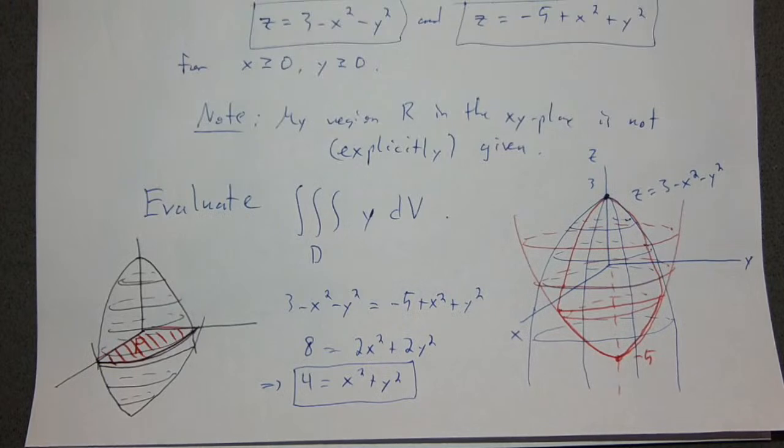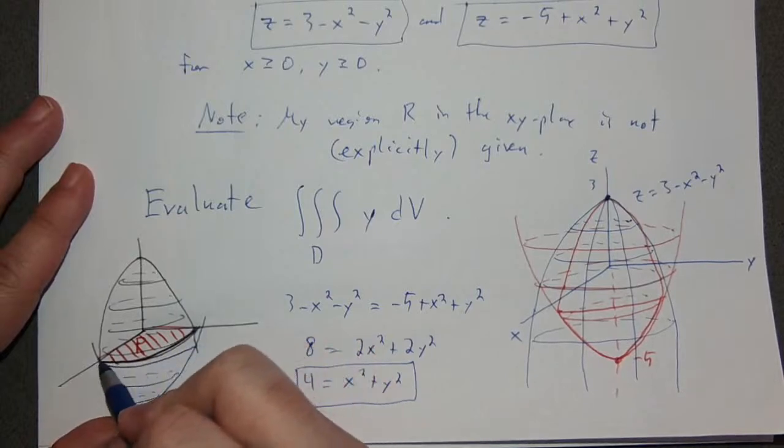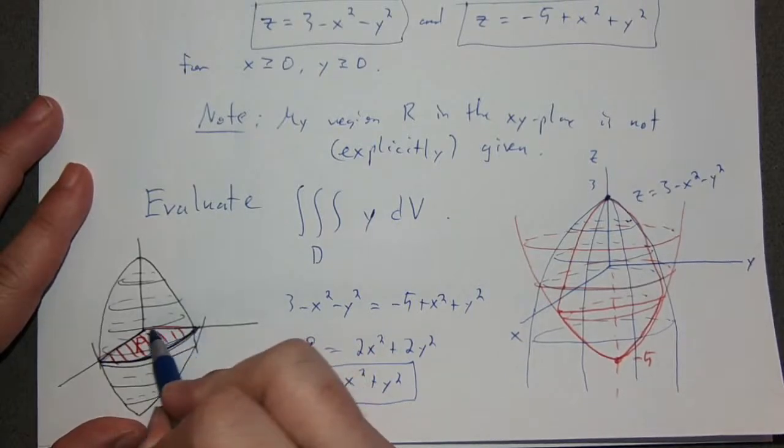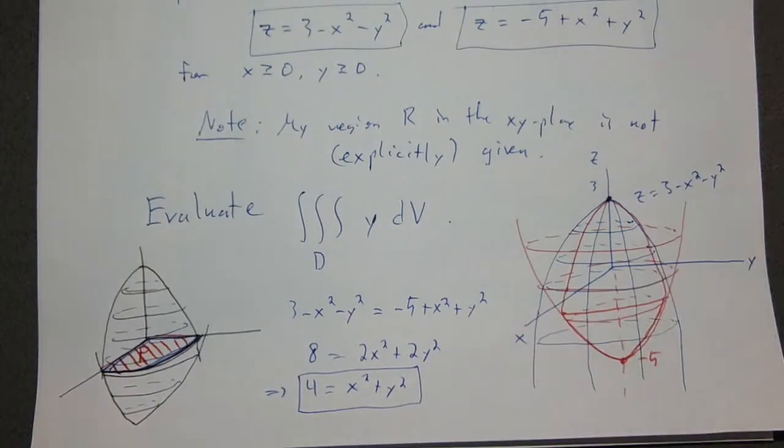Now, this tells me what this region of intersection is. This is giving you a hint. What kind of object is this? These 2 things intersect, and what is their curve of intersection? Well, what curve is this?